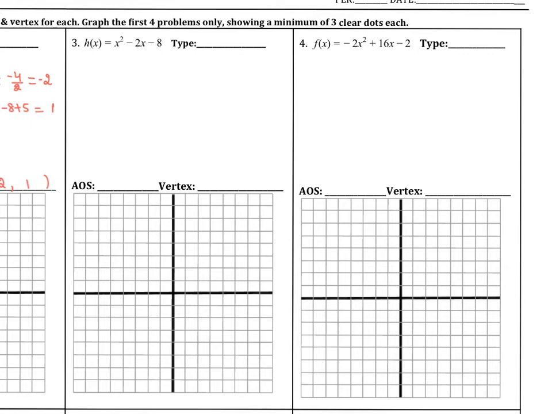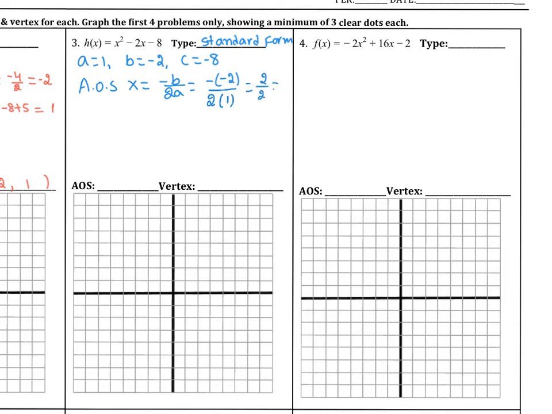For number 3, the number 3 is again a standard form, and where a is 1, b is -2, and c is -8. Axis of symmetry is going to be x equals -b over 2a, that is going to be -2 divided by 2 times a, so that's going to be 2 divided by 2, that is 1. So axis of symmetry is 1. Also the x coordinate is going to be 1 as well.